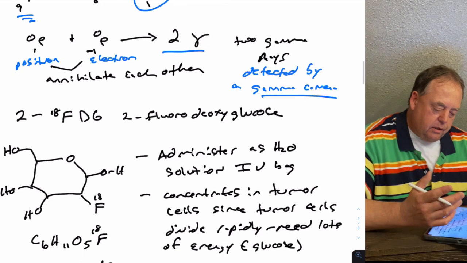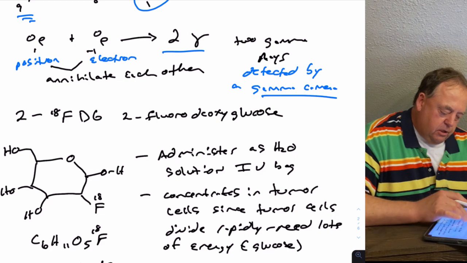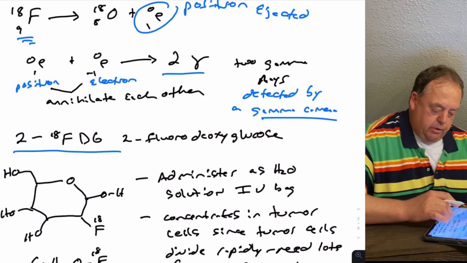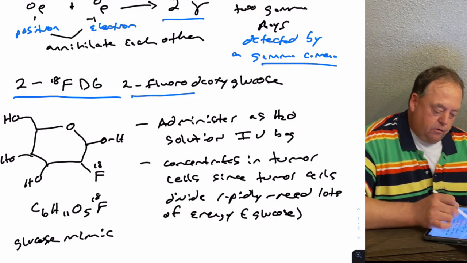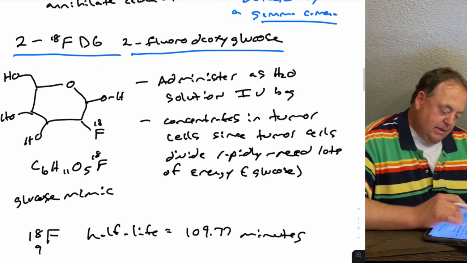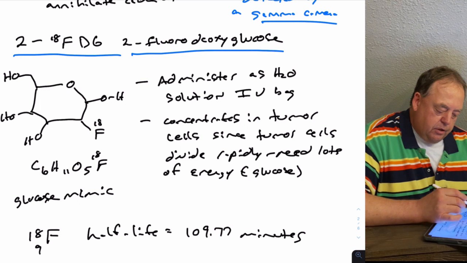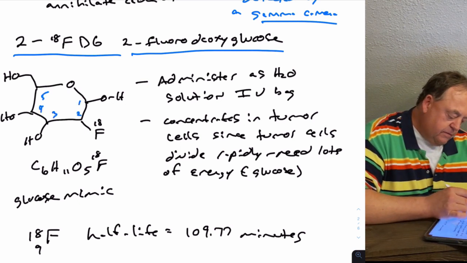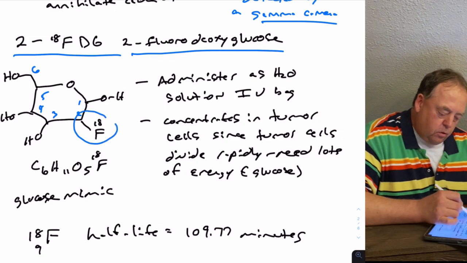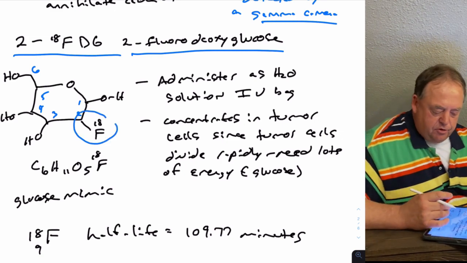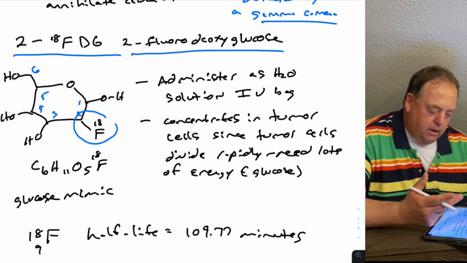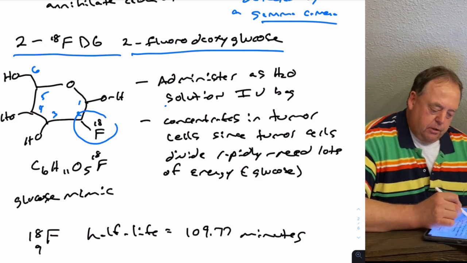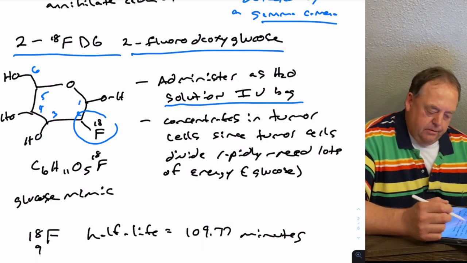So how does this work? One of the ways to deliver fluorine to a tumor cell is this compound, 2-18-FDG, which stands for 2-fluorodeoxyglucose. So this is the structure of the molecule. This is carbon 1, 2, 3, 4, 5, 6. So that's a 2-fluoro. So fluorine-18 is introduced at carbon number 2 of deoxyglucose. And then this is administered in a water solution in an IV bag.